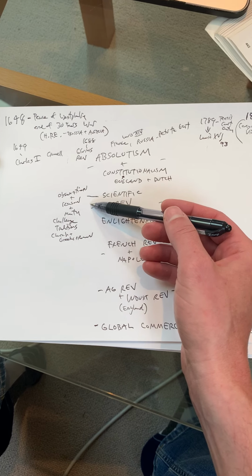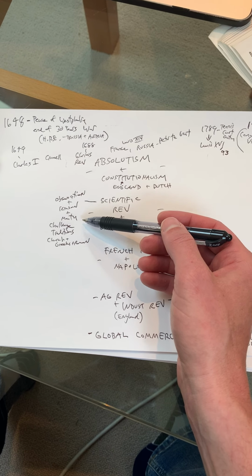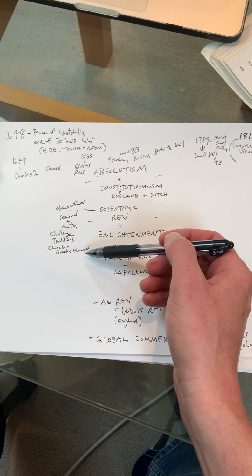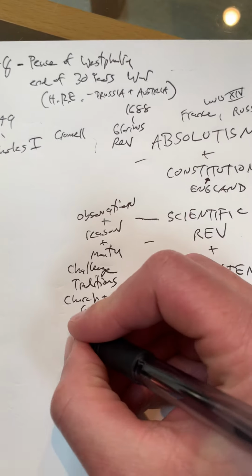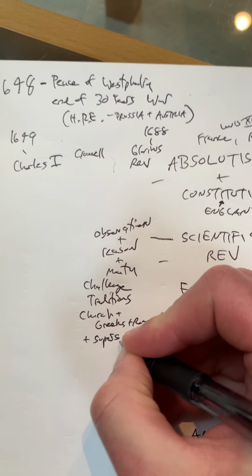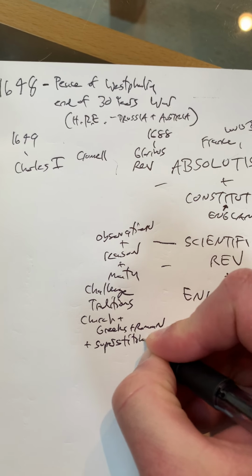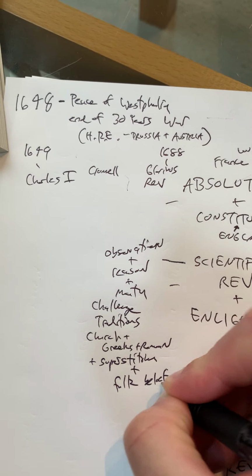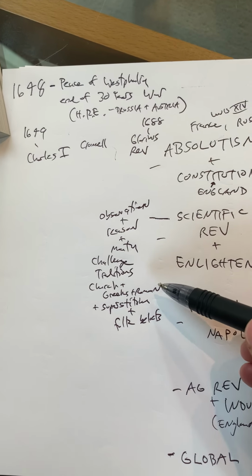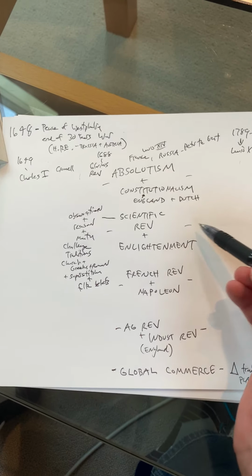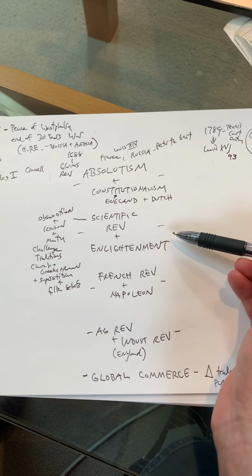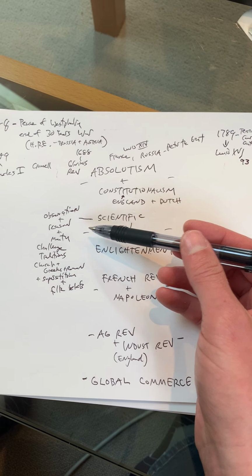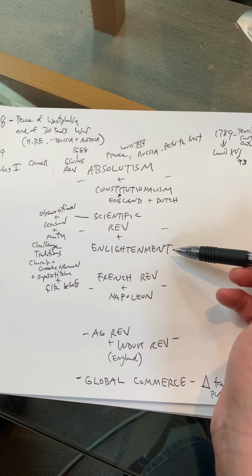So while you have these changes using observation and reason and math to challenge the church and to challenge Greek and Roman thought, and also to challenge superstition and folk beliefs, you also have a continuation of all of these superstitions and the church and folk beliefs while this is going on too.